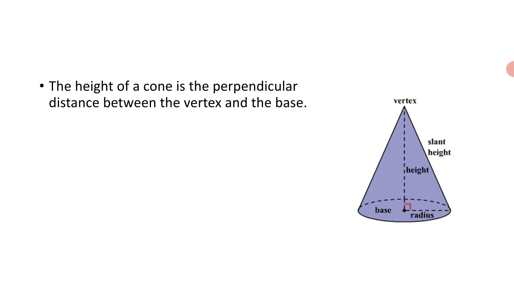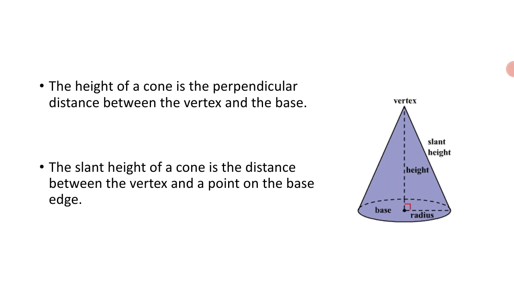Next, the height of a cone is the perpendicular distance between the vertex and the base. In the picture you can see the height in the middle; the height of the cone is the perpendicular distance between the vertex, the upper point, and the base. The slant height of a cone is the distance between the vertex and a point on the base edge.